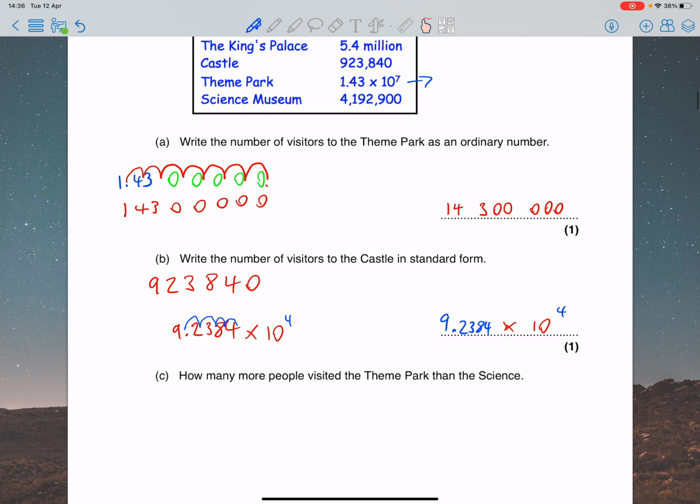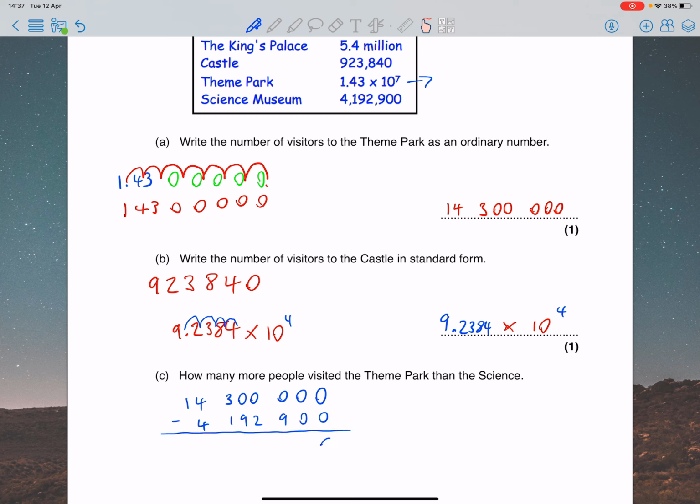How many more people visited the theme park than science? Well, we know that the theme park number was 14,300,000, and for science it was 4,192,900. So we're going to subtract.